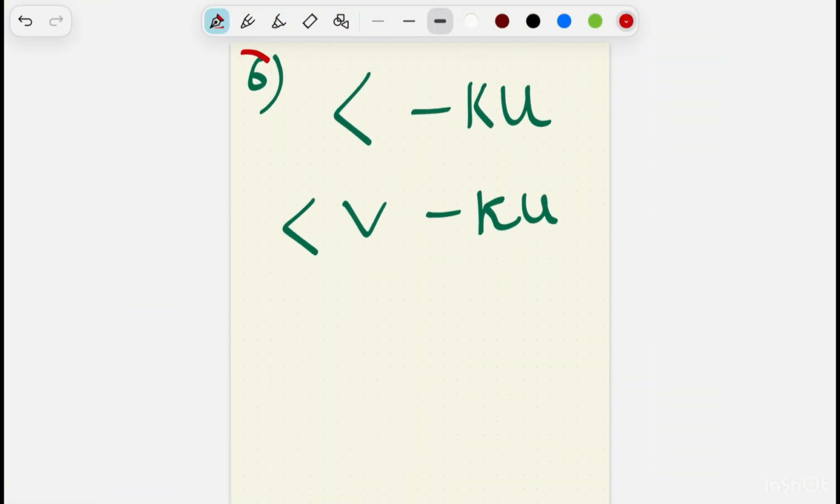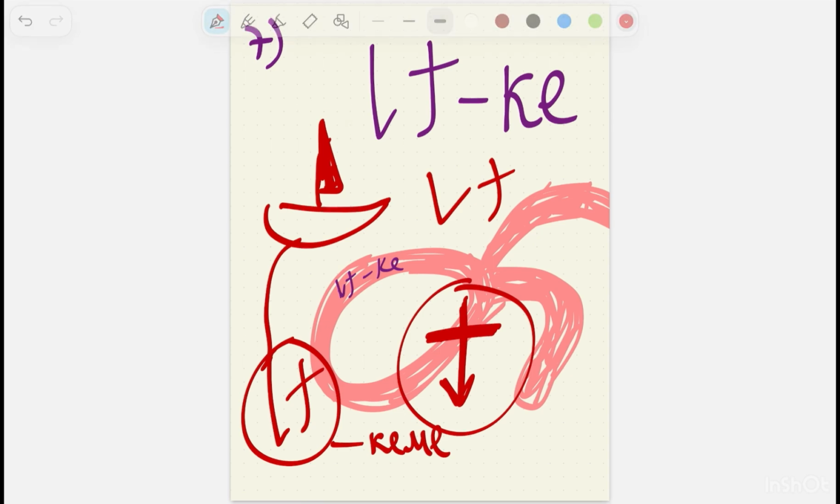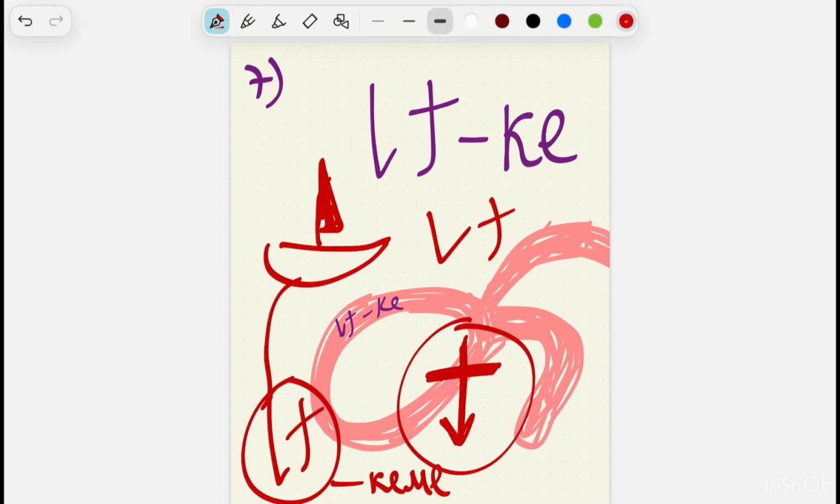Seventh is ku. Okay, if I want to write ku, it will be like that. Ku is this letter. For remembering, I make it this kind of way. And the 8th one is ke. For remembering this one, I make it this kind of thing that is used in chemistry.